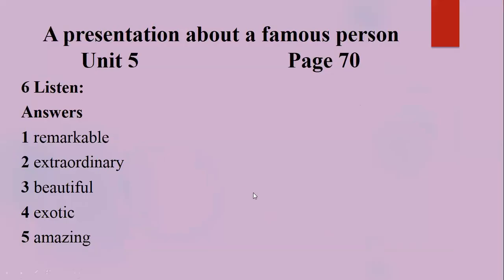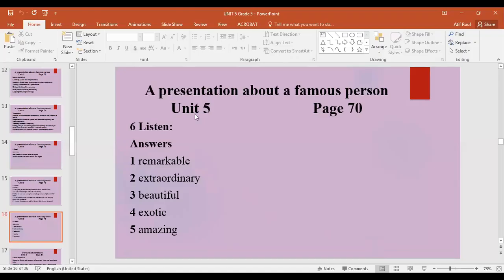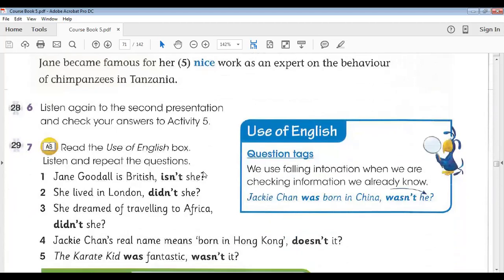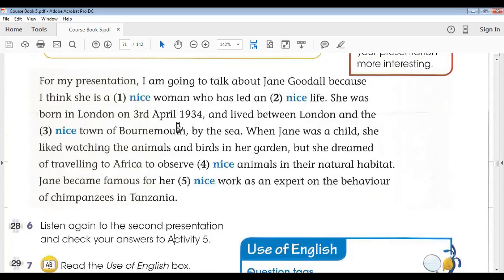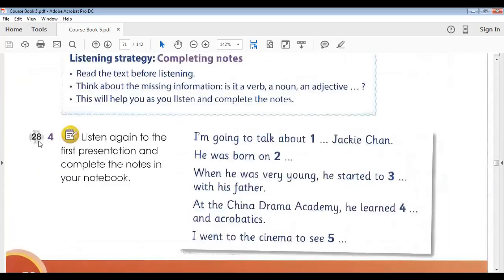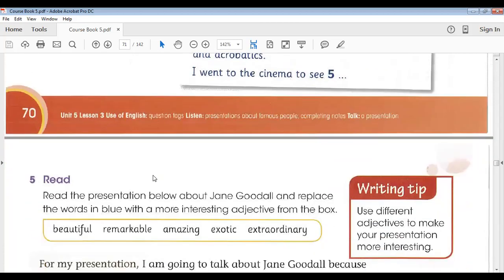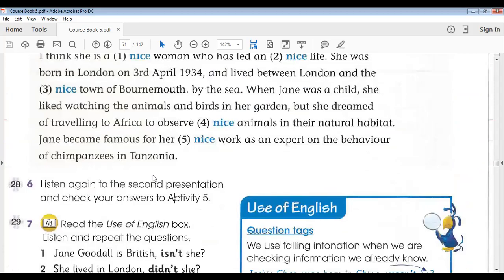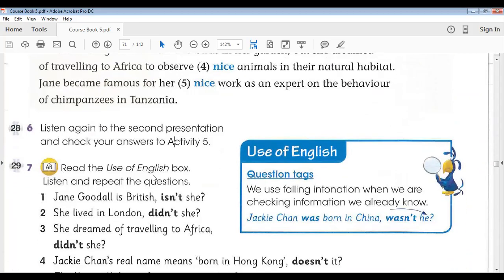So these are the answers on your screen right now for activity 5 and 6. Activity 5 is again a listening activity. I already included track 28 in my previous summary video, so you can listen to the track from the summary video.